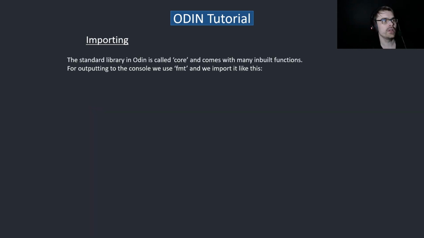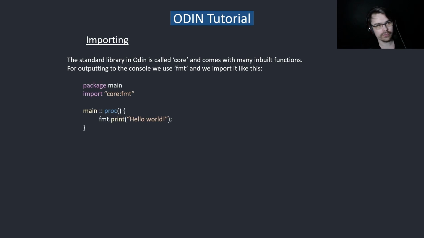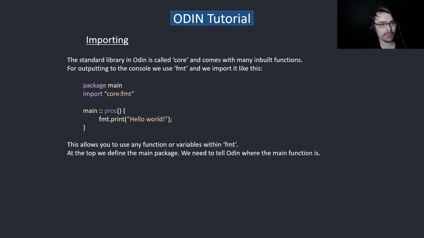Okay, importing. The standard library in Odin is called core and comes with many inbuilt functions. For outputting to the console, we use fmt and we import it like this. So import core :fmt, and we can use fmt.print. This allows you to use any function or variable within fmt. At the top, we define the main package. We need to tell Odin where the main function is. So we call it package main, and that tells Odin, oh, this is where we start. Doesn't matter what it's called, but it needs to be told where the main function is.